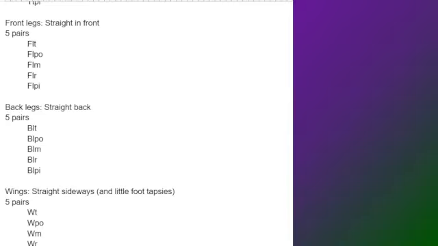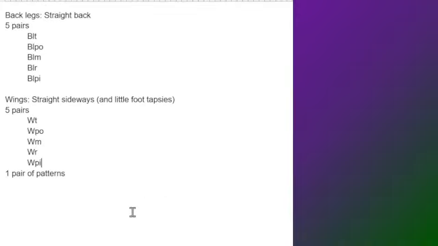I'm realizing I just like letter combos that start with W. They just seem so silly to me. And whenever you're using the pair of patterns, I will not be persuaded on this.